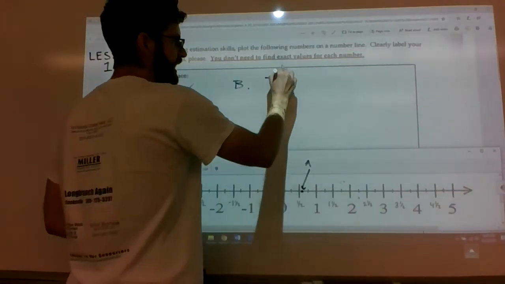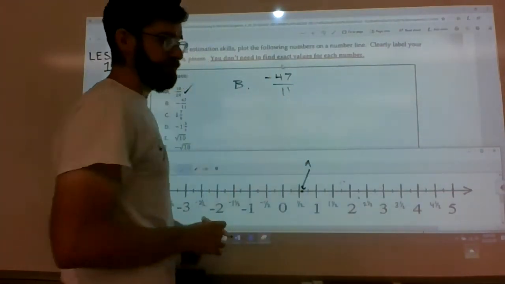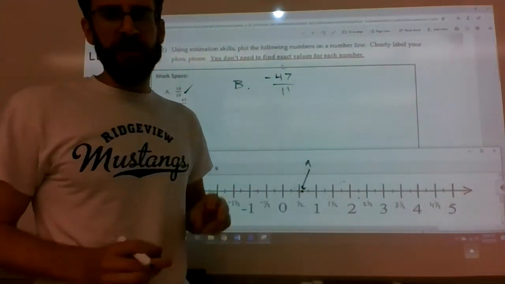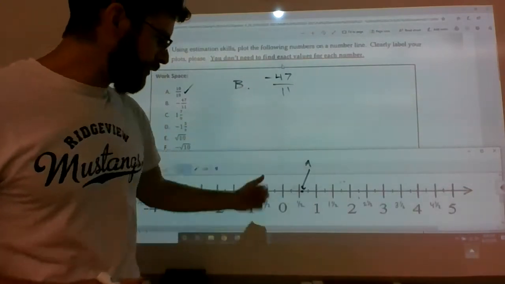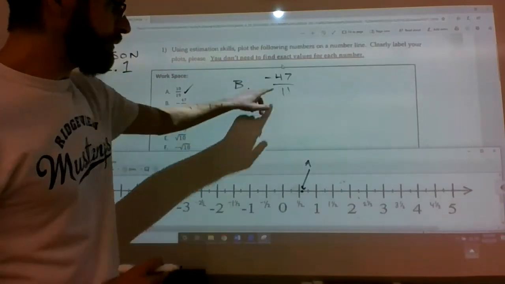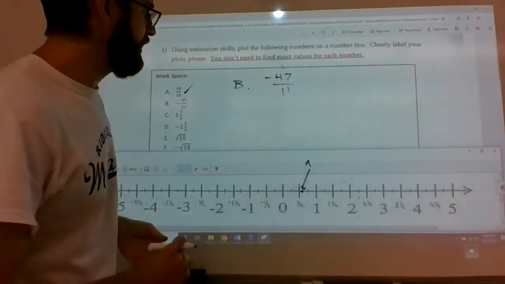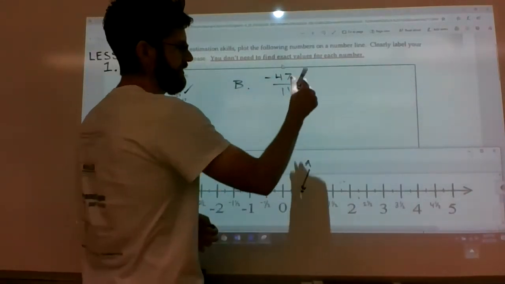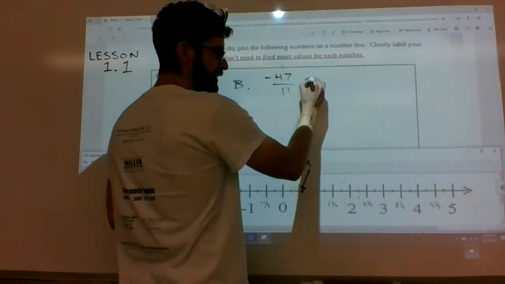Letter B. You got negative 47 over 11. So right away we've got two things going on. We've got a negative number, which means we're going left from 0 on the number line. And we've got a number that's much bigger than the denominator. So we can do a couple things. We can convert it into a mixed number.